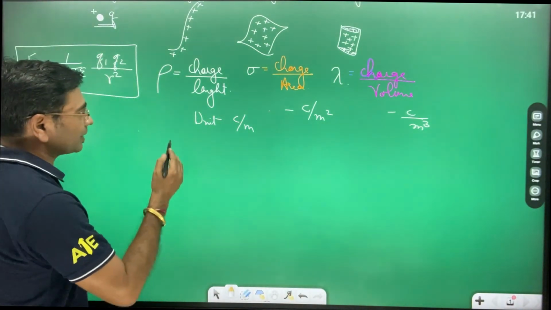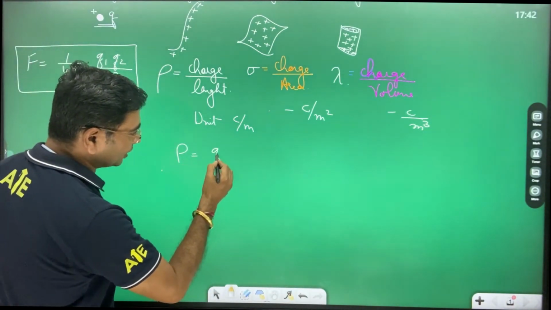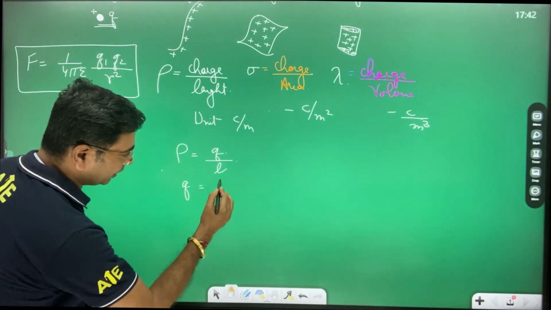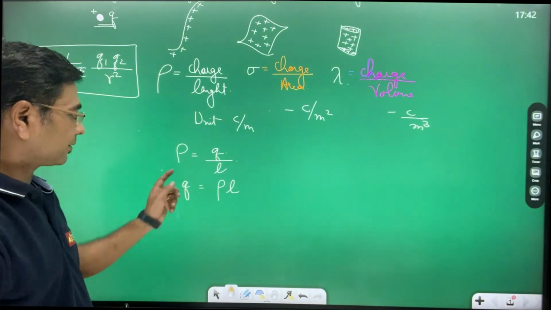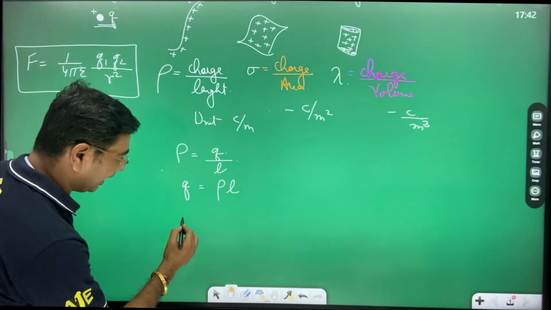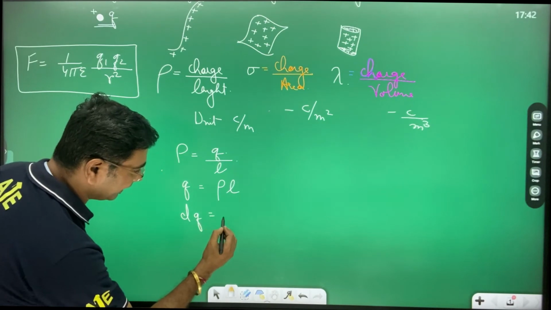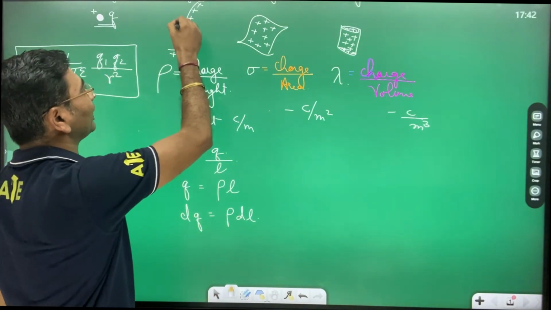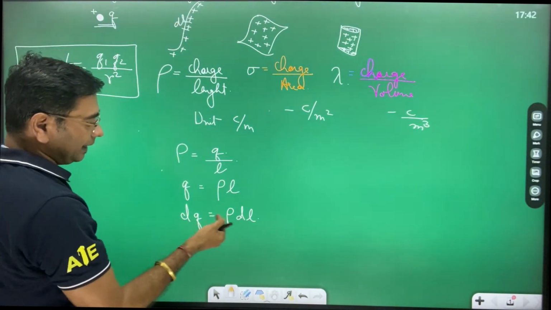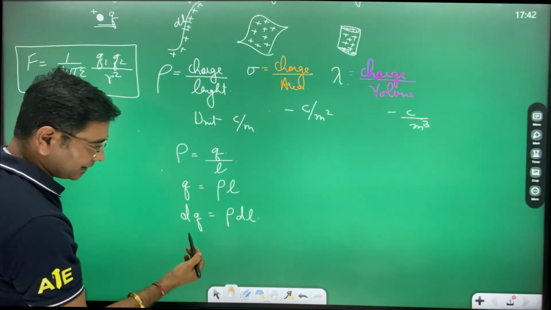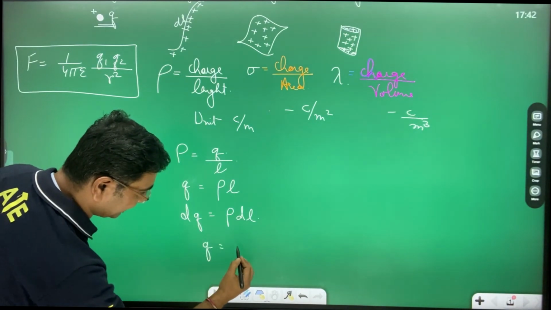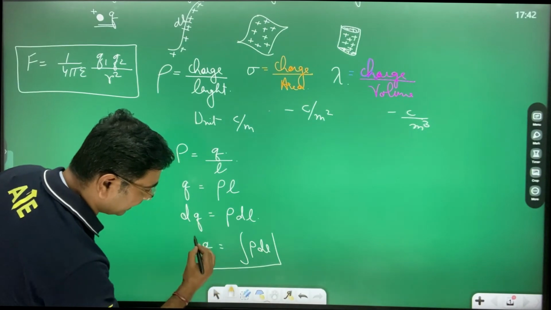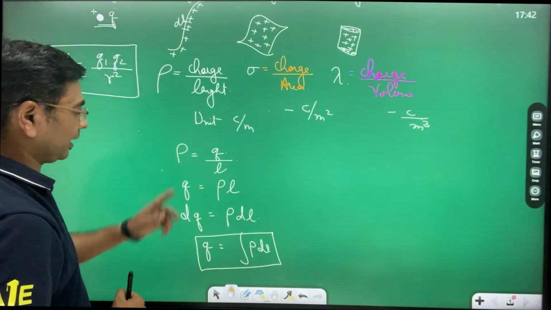Okay, now suppose I say rho is nothing but charge per unit length, L. So definitely I can say now Q is equal to rho into L, right? That is just a simple cross multiplication. And from here, if you take an elementary length, you will get an elementary charge, right? Elementary charge. And once you integrate both sides, you will come across this. And here is my Q. In this case, it is for a line charge.